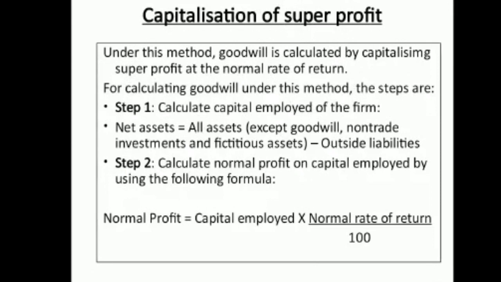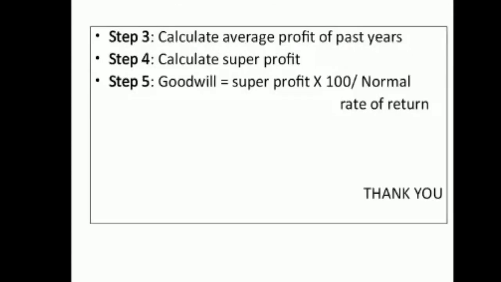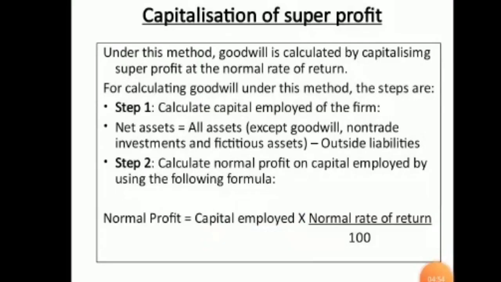Next method: capitalization of super profit method. In this method, we are going to calculate the goodwill through the super profit. First, we calculate the capital employed. The capital employed is calculated from the net assets, excluding the goodwill, non-current investment and fictitious assets. Apart from that, we also subtract the outside liabilities of the present financial year. Then the normal profit has to be calculated by multiplying by the normal return.